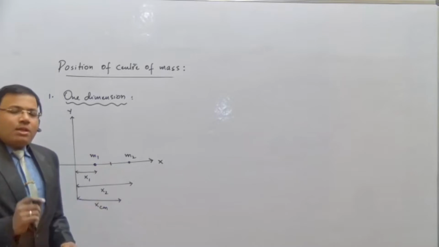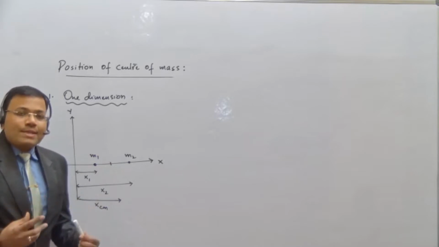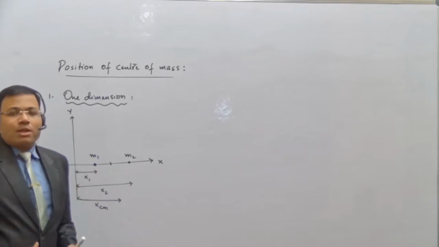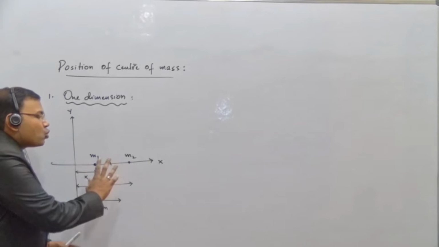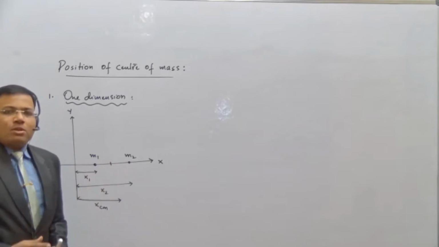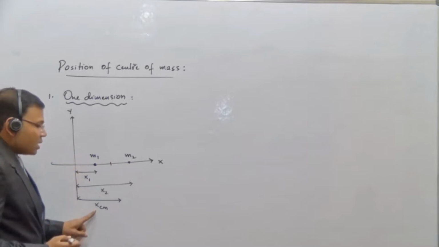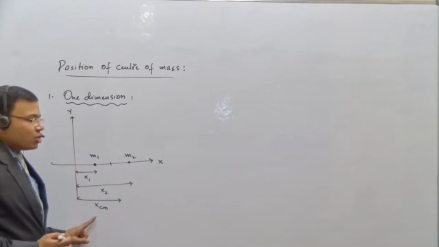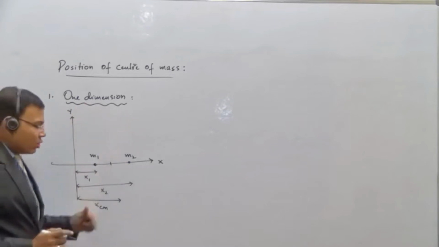I repeat once again, here we are considering only two particles, students. There is no restriction for the number of particles. I have considered just two masses to make the concept easy. Now, if I want to write the position of this center of mass, that is the coordinates of the center of mass, or in short, position of the center of mass in 1D, so how to write this?